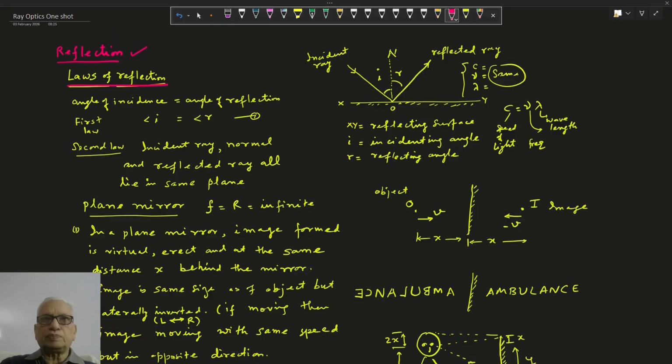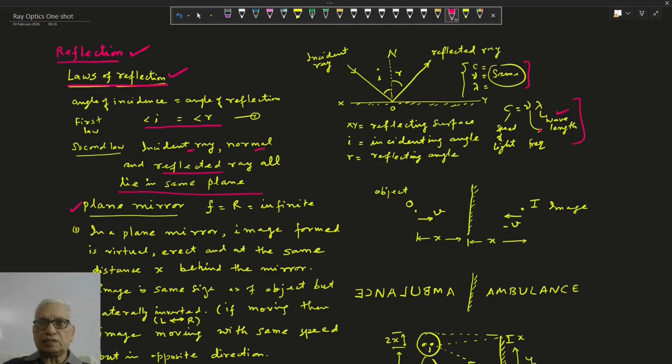Hello, ray optics. First topic here is reflection. Laws of reflection. First law: angle of incidence is equal to angle of reflection. In reflection, rays bounce back to the same medium, where there is no change in the frequency and wavelength. C is equal to nu lambda, where C is the speed of light, nu the frequency, and lambda the wavelength. Second law: incident ray, normal, and the reflected ray are all in the same plane.